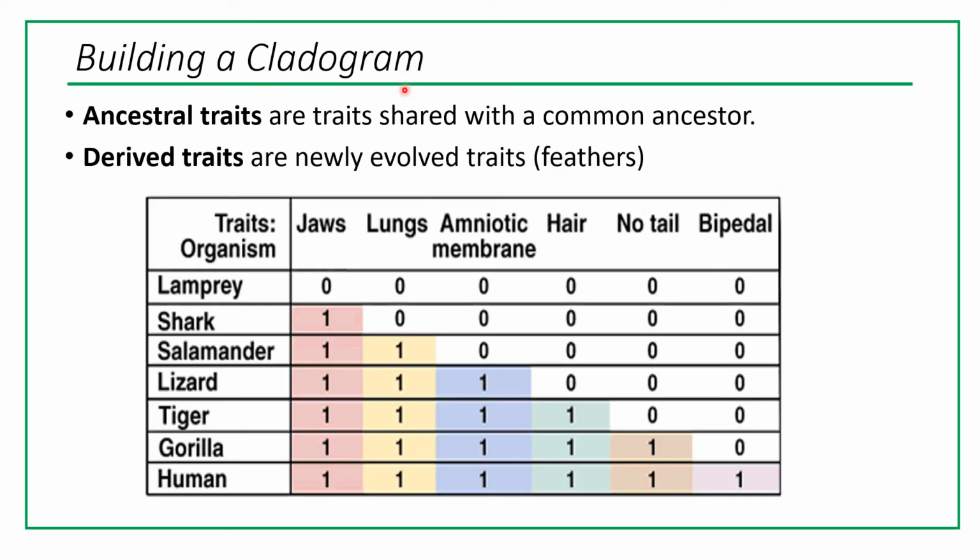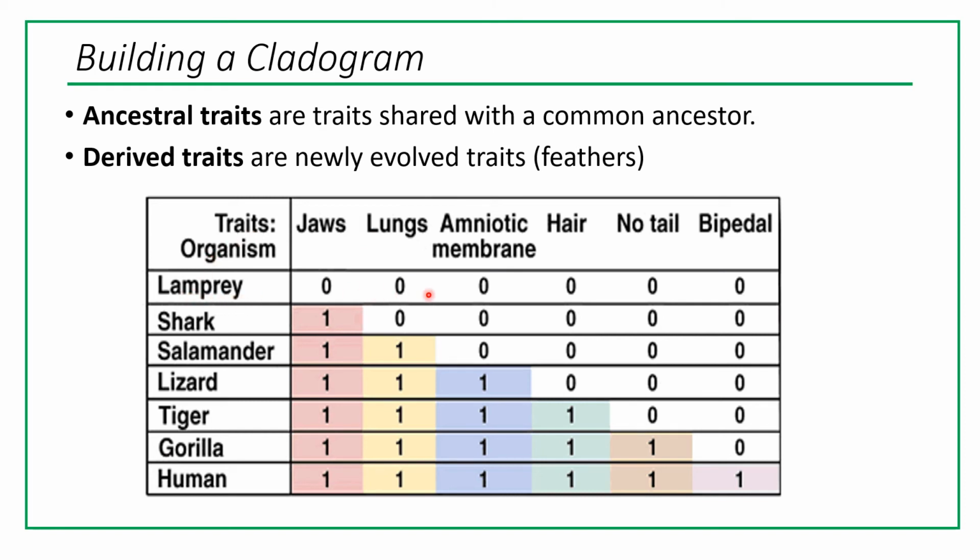So how to build a cladogram? To build a cladogram, first we need to make a table, and in this table we're looking at ancestral traits and derived traits. Ancestral traits are traits that we share with a common ancestor, and derived traits are newly evolved traits. Over here, we have lamprey, shark, salamander, lizard, tiger, gorilla, and human. And you can see that we can look at these different traits, jaws, lungs, and so on.